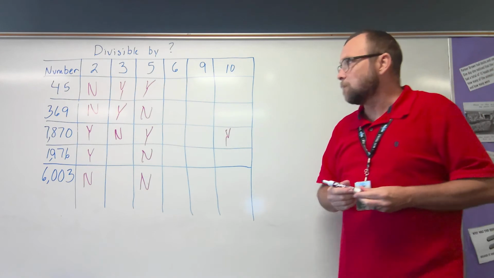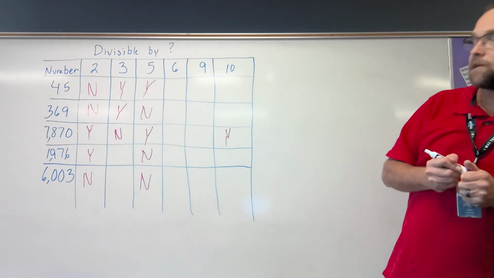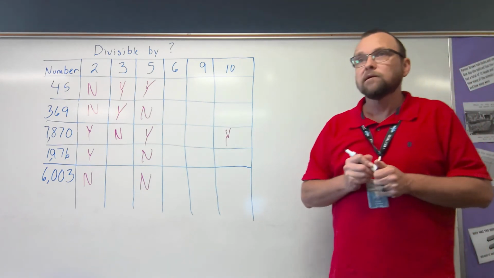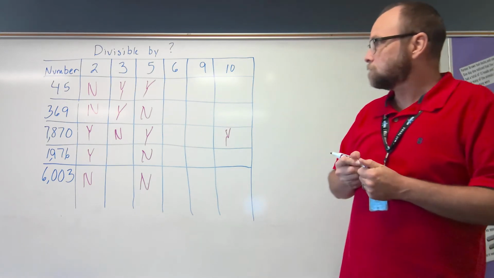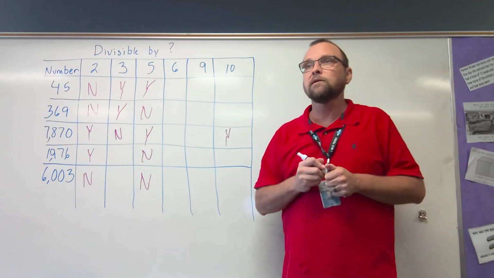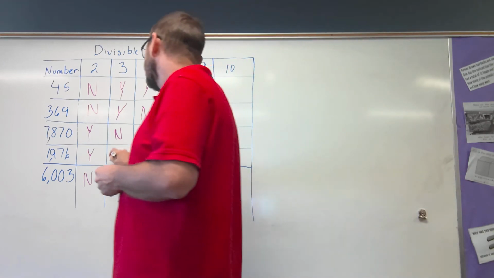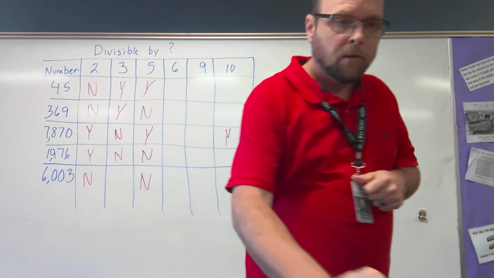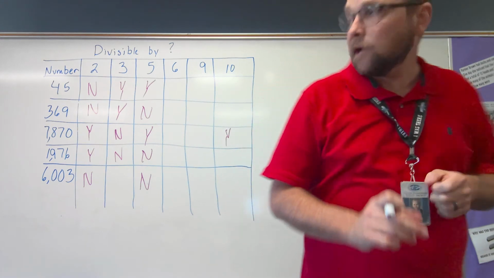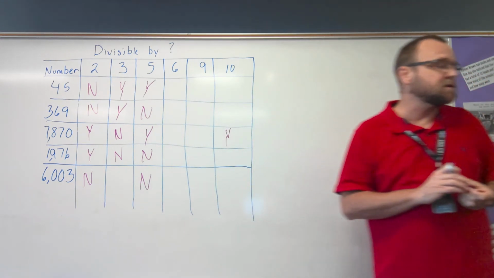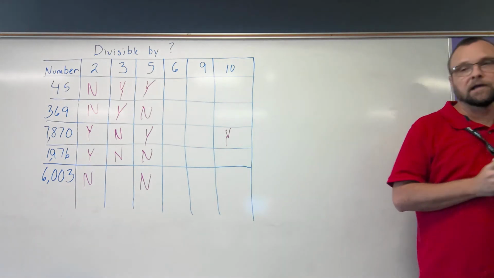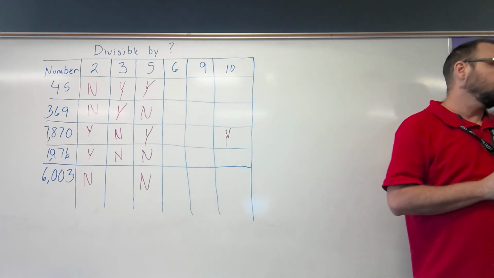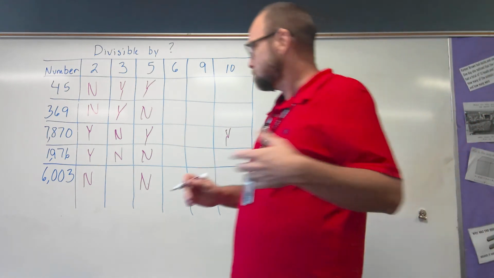Zach, the sum of the digits in 1,976. 23. Okay, does 3 go into 23 evenly? No. Let's see. Landry, the sum of the digits in 6,003. 9. Landry, does 3 go into 9 evenly? Yes.